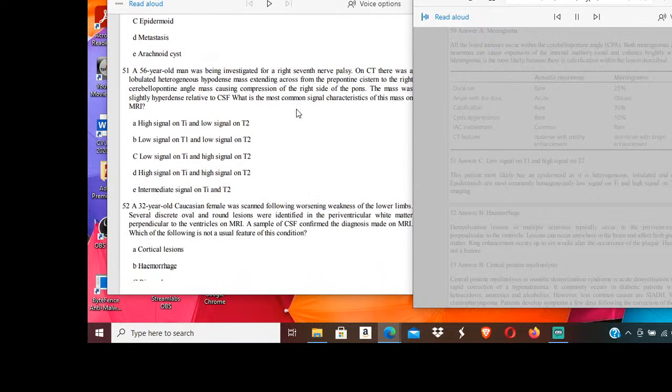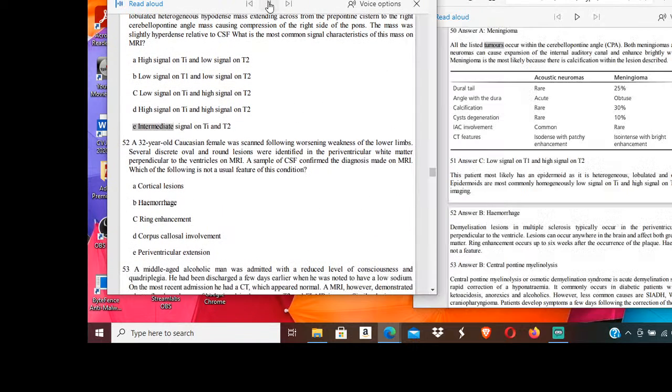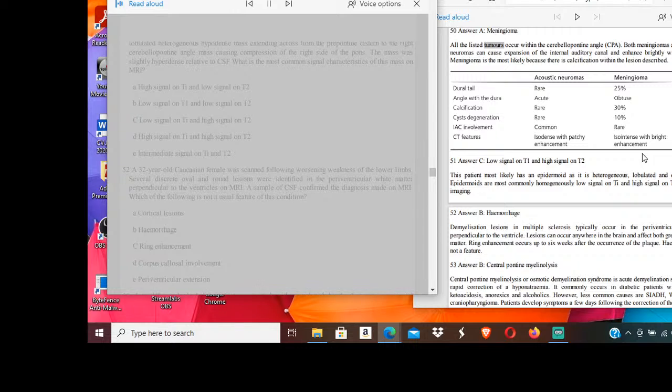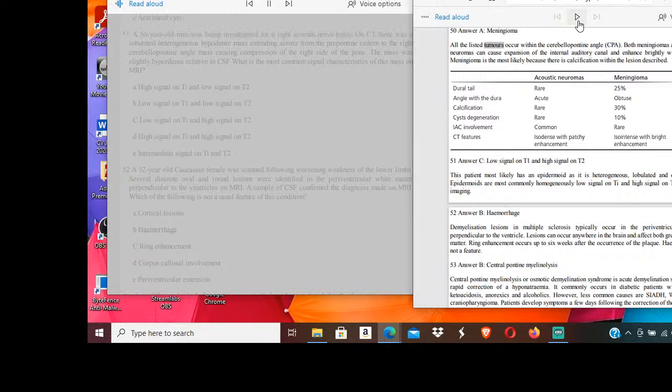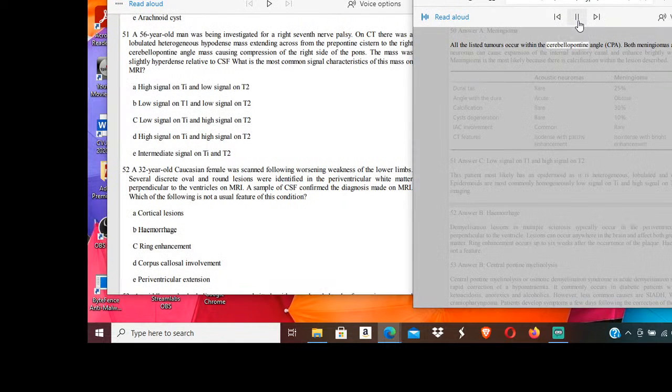50 Answer A, meningioma. All the listed tumors occur within the cerebellopontine angle, CPA. Both meningiomas and acoustic neuromas can cause expansion of the internal auditory canal and enhance brightly with contrast. Meningioma is the most likely because there is calcification within the lesion described.